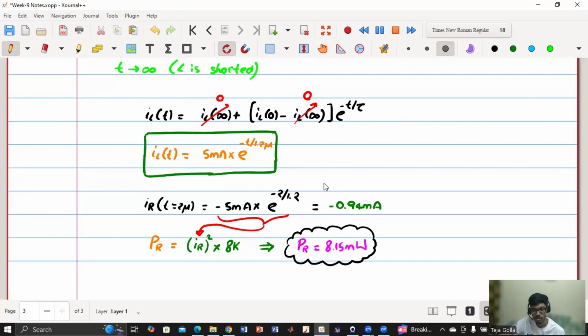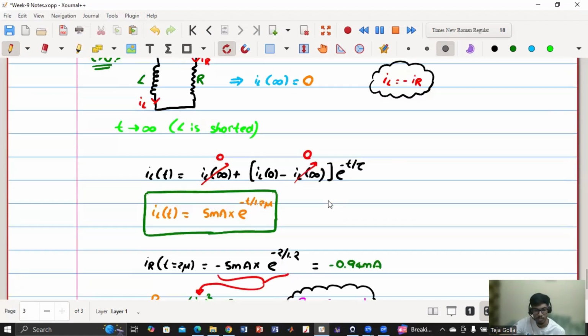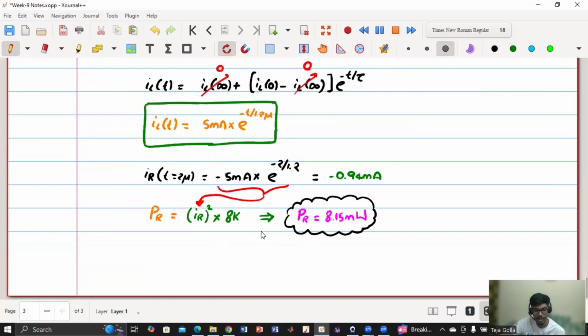Sir, I'm getting 7.06. Because when I calculated, I was getting 8.15. I am not sure. You are sure that you have used exponential e to the power minus 2 by 1.2, right? Yes, sir. I am not sure about this value, but I have checked it. So kindly check whether you are making any mistake or not.